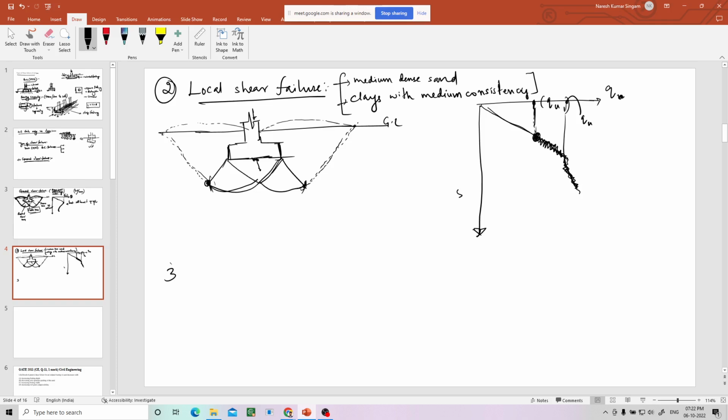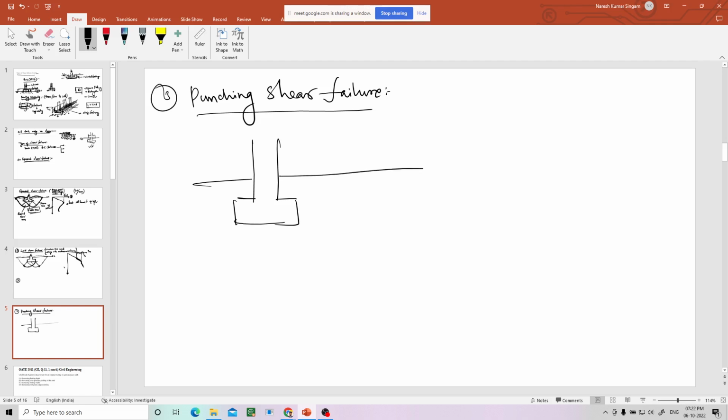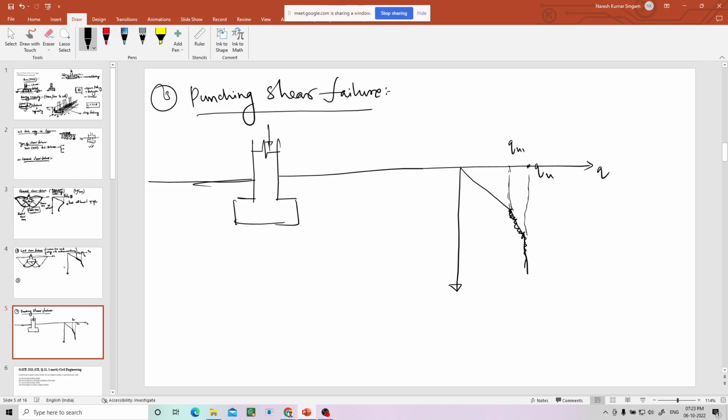And the third one is punching shear failure. So in punching shear failure again we'll go for the load settlement graph. I'll take here also with large settlements. Again you will observe at one particular point jerks will start here also, then after that it will become steeper after a certain point QU. So this is Q, this is settlement.